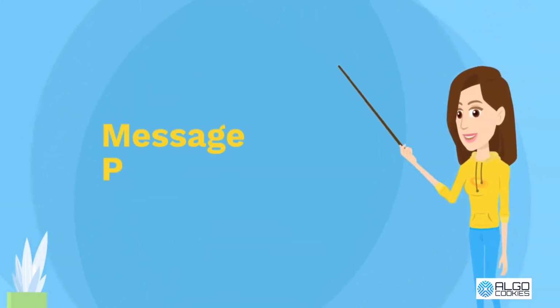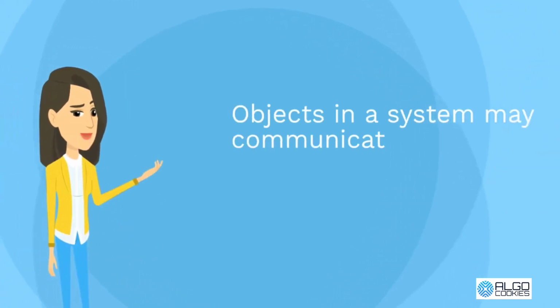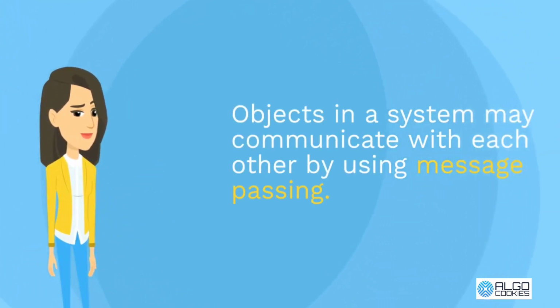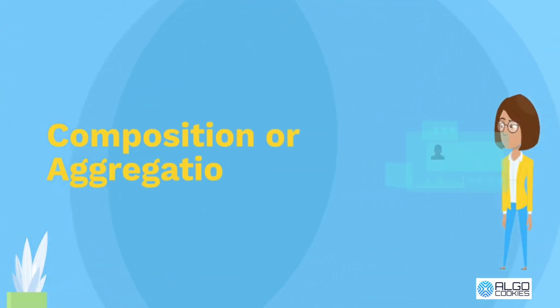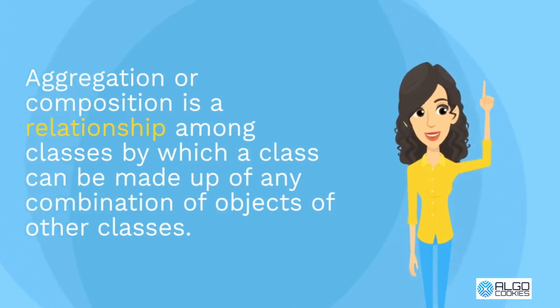Message passing. Objects in a system may communicate with each other by using message passing. Composition or aggregation. Aggregation or composition is a relationship among classes by which a class can be made up of any combination of objects of other classes.